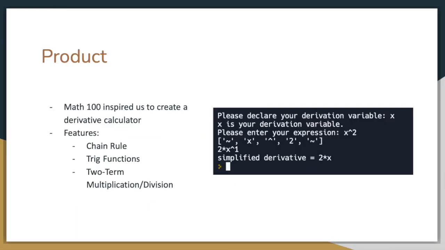So this project is fully console based. The code is fully written in and works in the Spyder IDE. We didn't use any libraries, and some of the major features that we implemented are the chain rule, trig functions, and two-term multiplication and division.